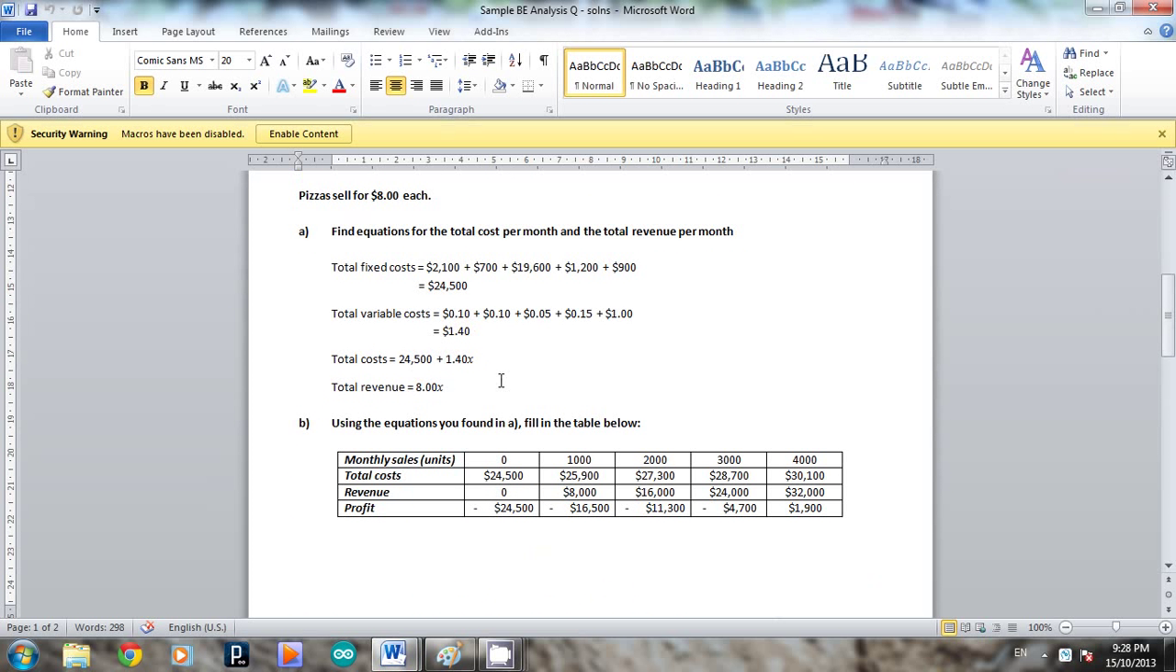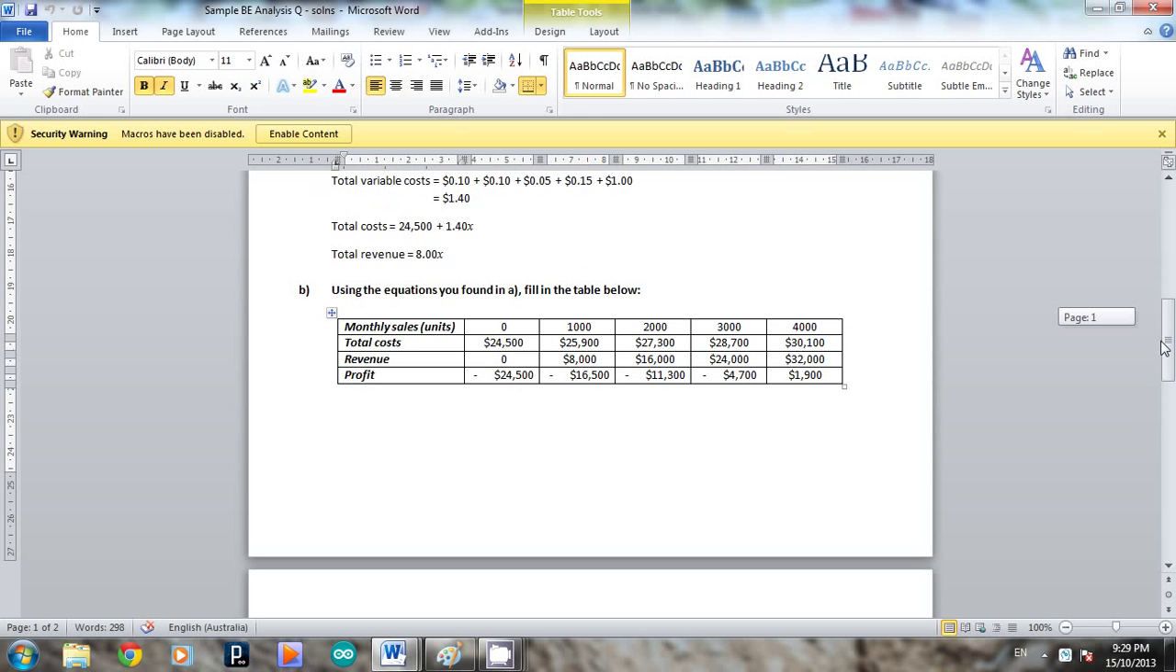So I worked out these equations for the total cost and total revenue. So total cost is 24,500 plus 1.4x, and total revenue is 8x. Use those to fill in this table here. The only thing you might want to note there: profit is obviously the revenue, how much money you made, take away the costs. And you can see if you're below about 4,000, your revenue is less than your total cost. You actually make a loss. That's where the negative sign there is. So, for instance, when you make zero pizzas, you make a loss of negative $24,500 per month.